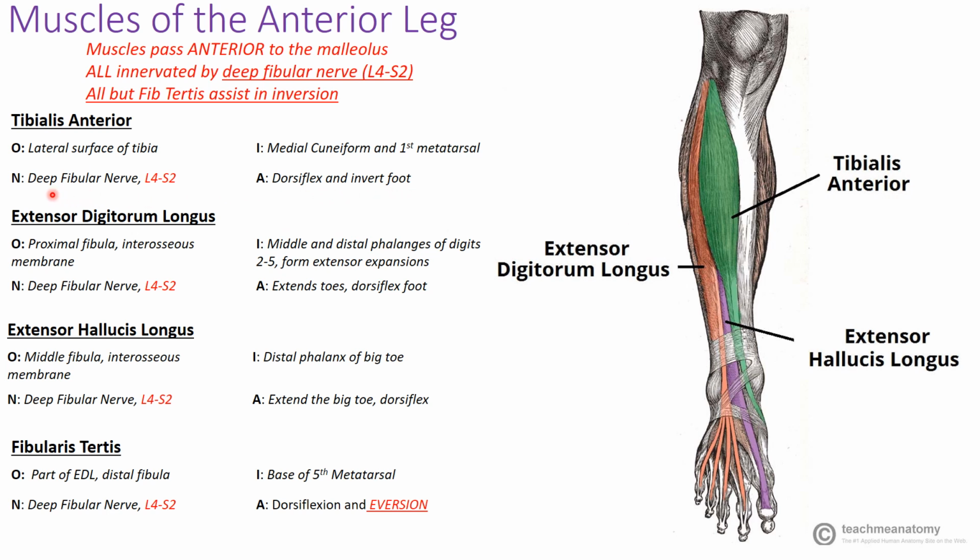And again, all of these muscles are innervated by the deep fibular nerve, L4 through S2. The deep fibular nerve, if you recall, is a branch of the common fibular nerve, and it specifically is going to supply all the muscles in the anterior compartment of the leg.